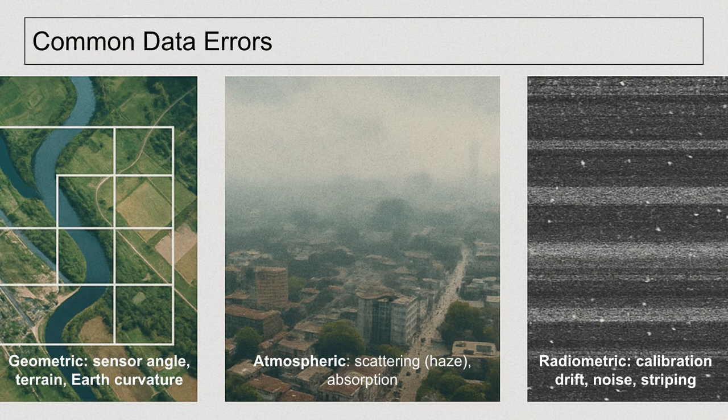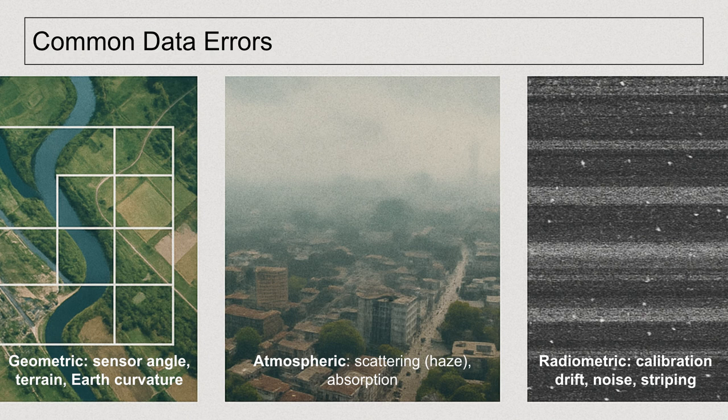However, raw data contains errors. Geometric distortions shift pixel positions, atmospheric effects add haze, and radiometric inconsistencies arise from sensor calibration and noise. Geometric distortions refer to spatial inaccuracies in remotely sensed imagery that alter the true position, shape, or size of surface features. These errors stem from multiple factors including sensor optics, platform motion, terrain relief, and the Earth's curvature and rotation.